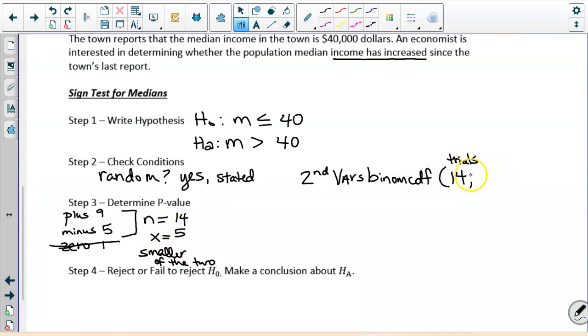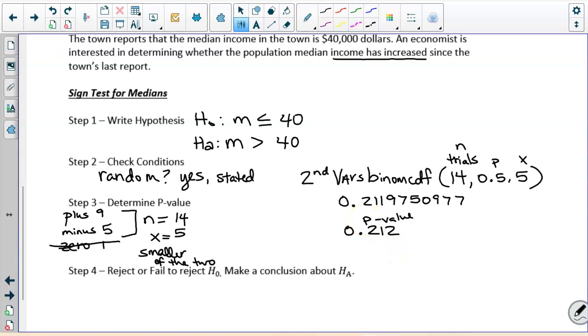And then p is always 0.5. So for all these problems, it's always going to be equally likely, okay? So 0.5, which is my p. And then the last one is what I'm looking for. So I told you, you always use the smaller of the two. So I'm going to put that, which is my x. Okay? Hit enter, and you should get 0.2119750. Which you would probably round to what? 0.212. So that is my p-value.